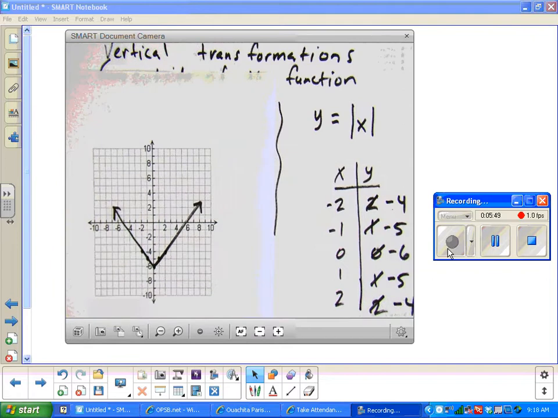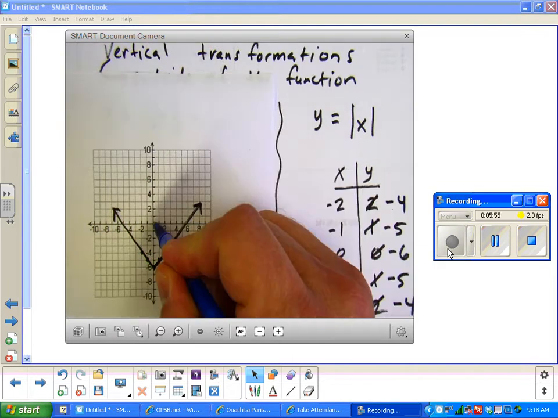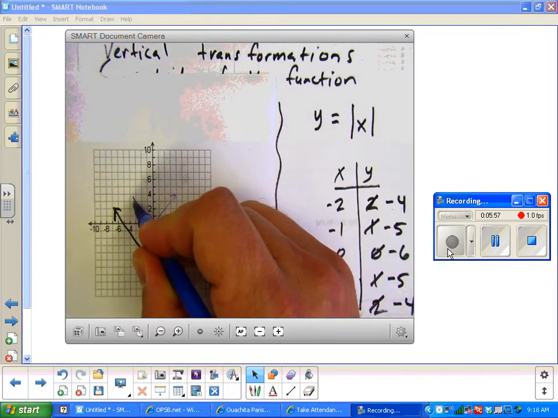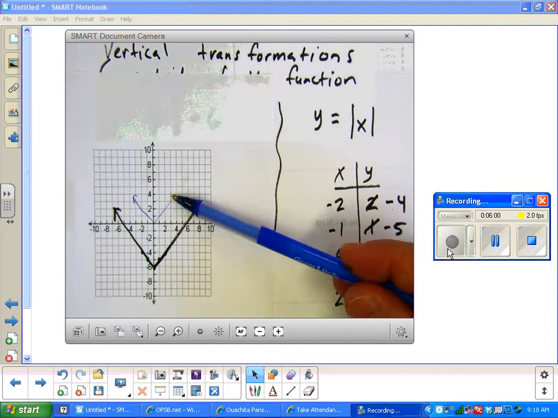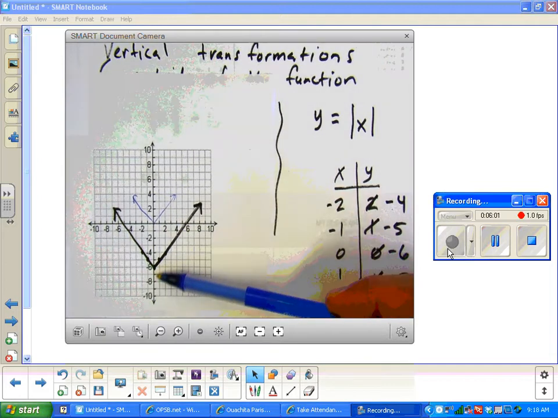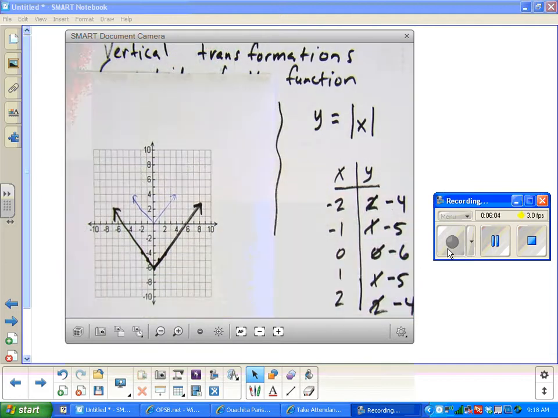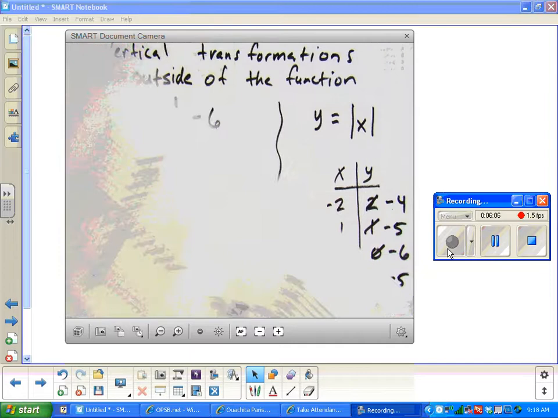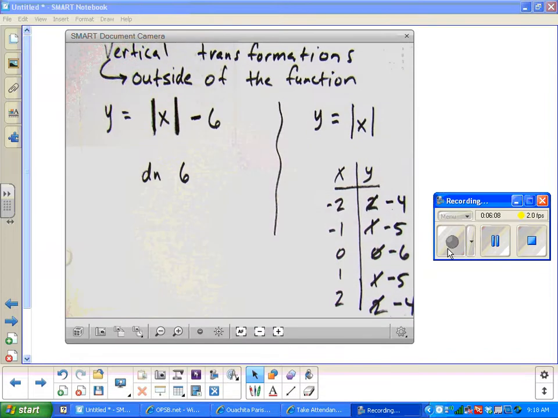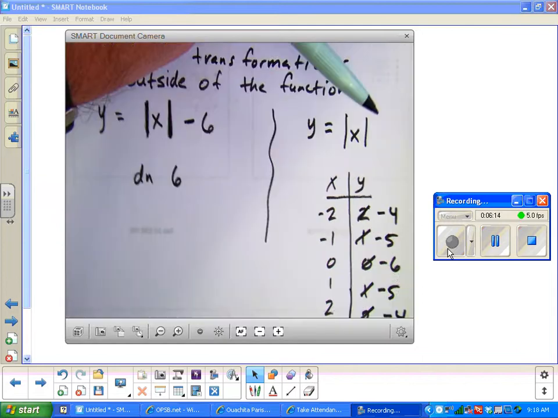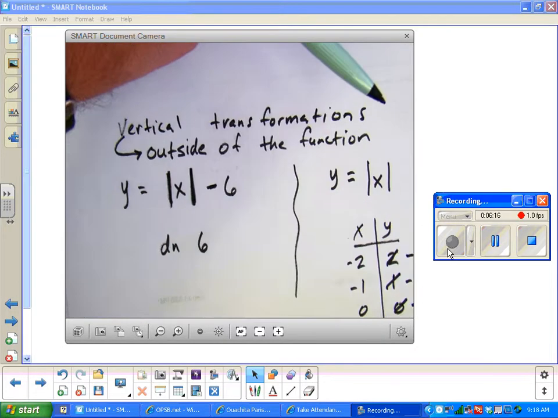Okay, all right, and so let's notice you don't have to do this part, but the parent graph looks like this, doesn't it? And so all I did was take the parent graph and just shift it down 6 units. So when I add or subtract something to the outside part of the function, it's going to move it up or down. Now let's talk about another one that's going to affect it vertically. Let's look at this example.